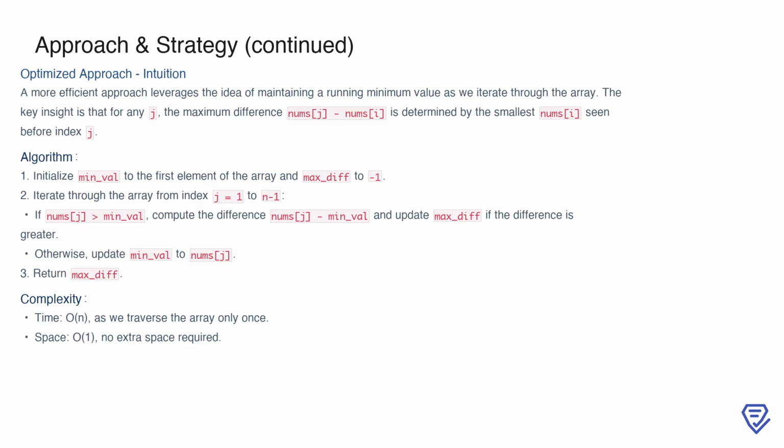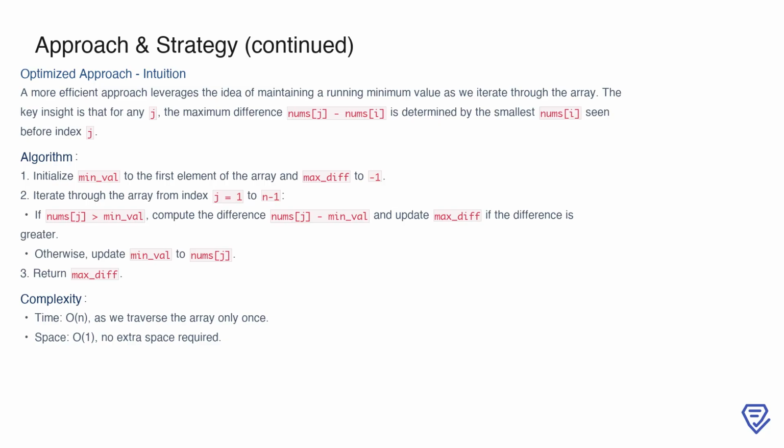The main idea is that, at any index j, the maximum difference we can achieve is determined by subtracting the smallest value encountered before j from nums[j]. This allows us to avoid unnecessary comparisons. The algorithm starts by initializing min_val to the first element of the array and max_diff to -1. As we iterate through the array, we check if the current value is larger than min_val. If it is, we calculate the difference and update max_diff if the new difference is greater.